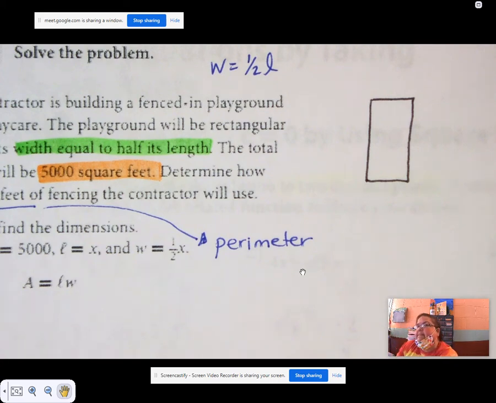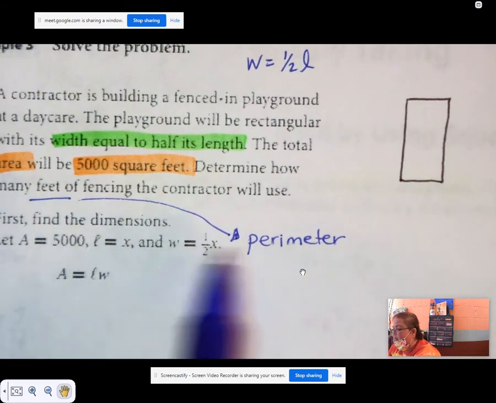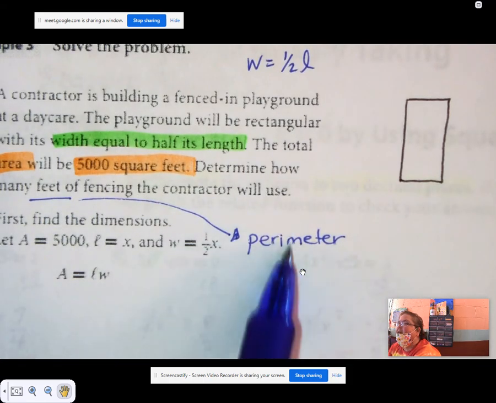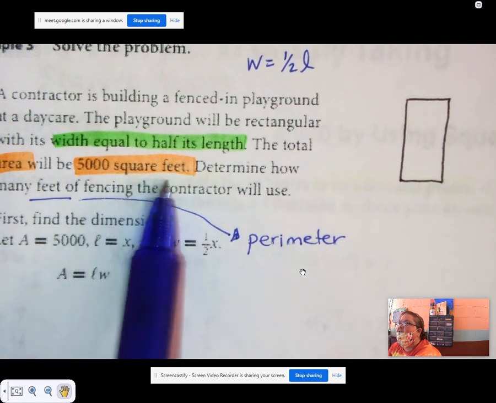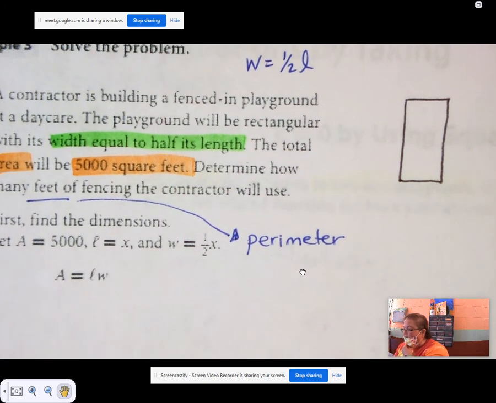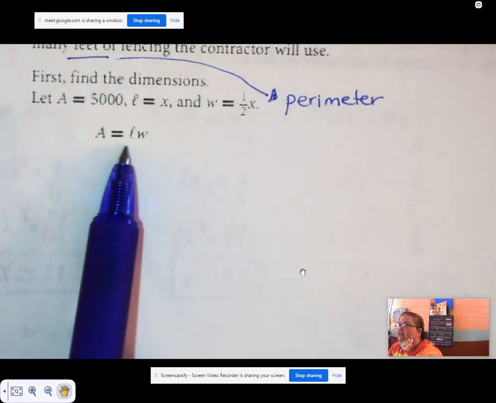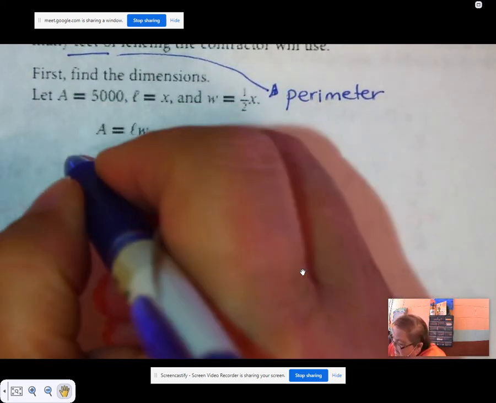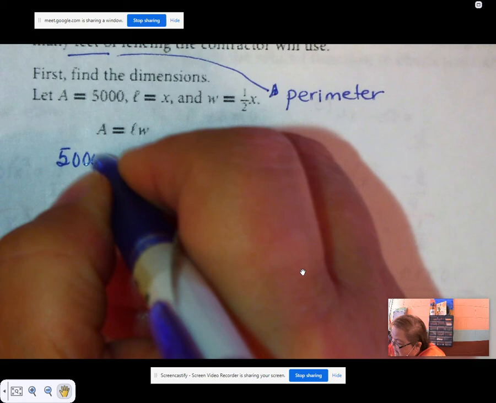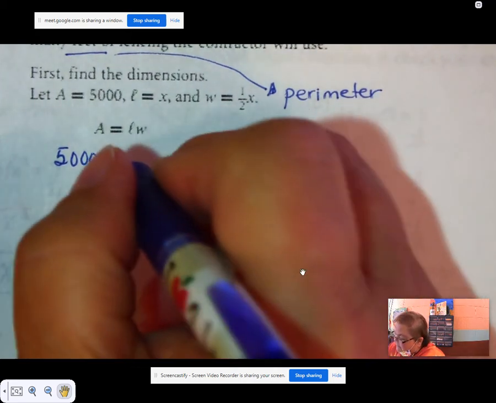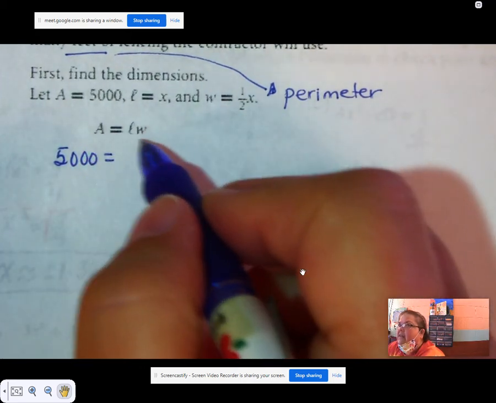Okay. Feet tells me I need perimeter because I'm adding. Square feet tells me I'm multiplying, so that's area. Okay, here we go. Area equals length times width. My area is 5,000 feet. Length times width.